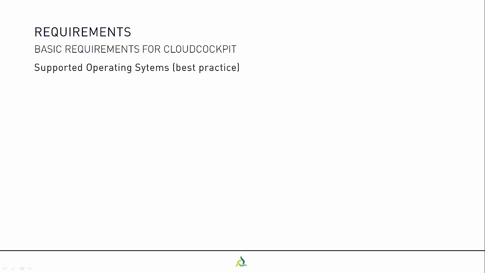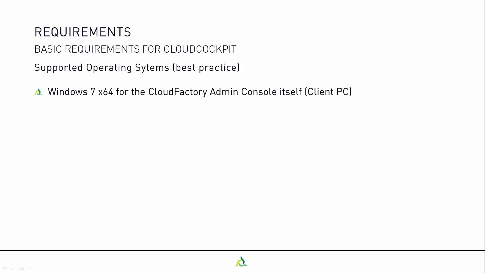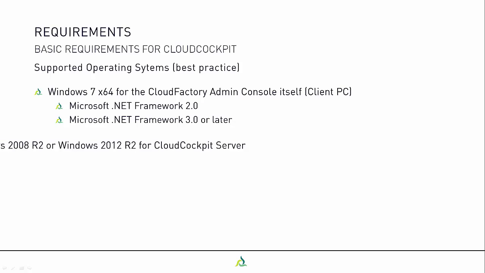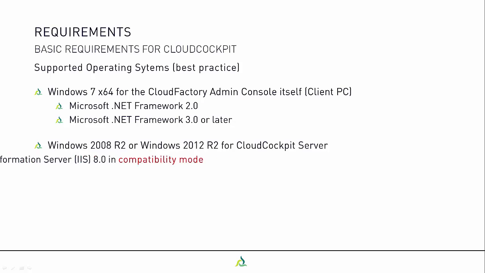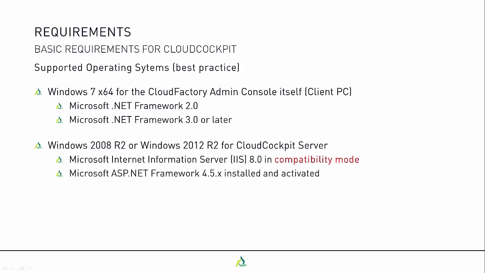Supported operating systems reflecting best practice: Windows 7 64-bit for the Cloud Factory Admin Console, which can also be installed on a separate client PC. In addition, we need .NET 2.0 and .NET 3.0 or later. Windows 2008 R2 or Windows 2012 R2 for the CloudCockpit server. The Internet Information Server role must be installed and activated in compatibility mode. Microsoft ASP.NET version 4.5 is also required.